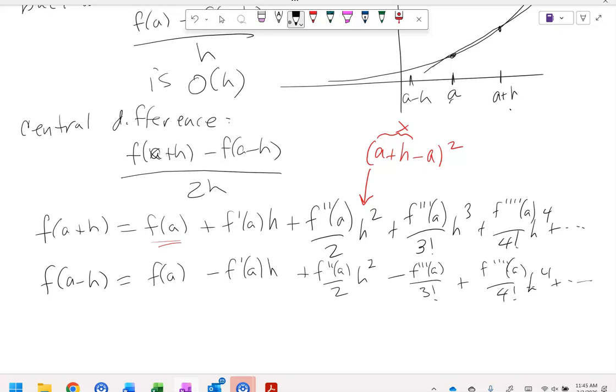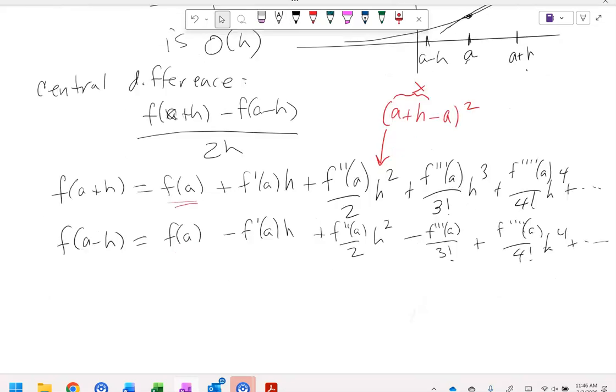No, the first derivative would cancel out, right? If I want an approximation for the second derivative, that wouldn't be such a bad idea. But I don't want to use this for an approximation for the first derivative, so I wouldn't want to add them. Well, what do I want to do instead? Subtract them, right? I want to subtract those two things.